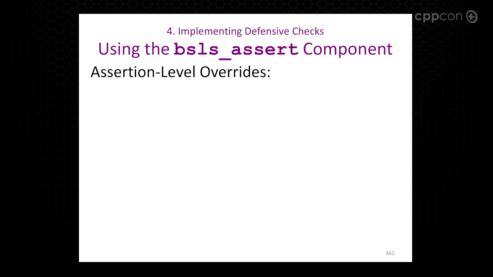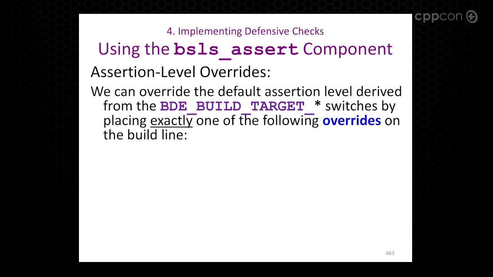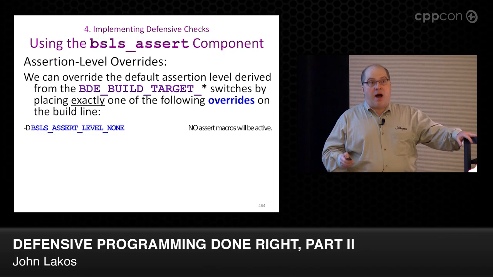so what if we want to be very precise and not let this thing default? We want to build an optimized mode, but we want to set the assertion level exactly. We can do that. We have what are called overrides. So the idea is you can, on the command line, just put down -D BSLS_ASSERT_LEVEL_NONE. One of the reasons we have this is so we can turn off all asserts during testing and verify that the runtime between assert opt and none is indistinguishable. So that's needed for testing at the very least.